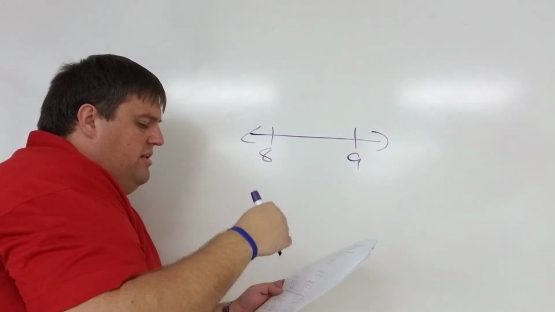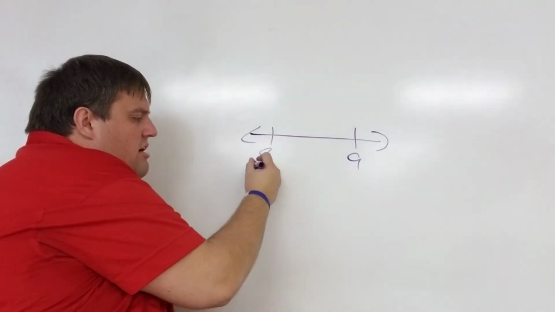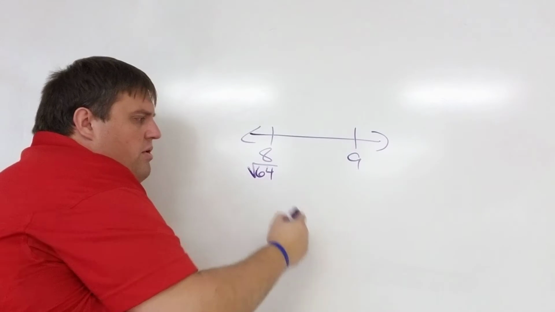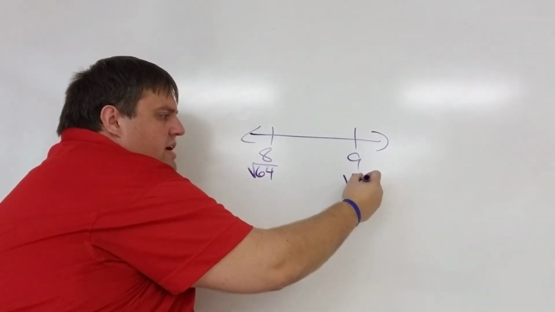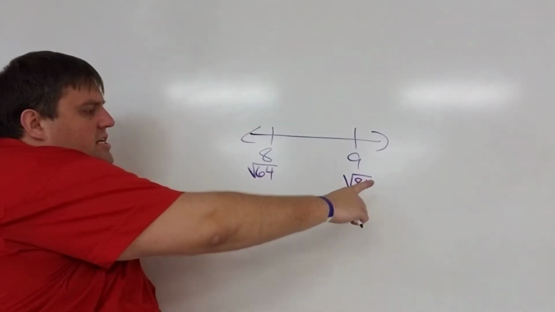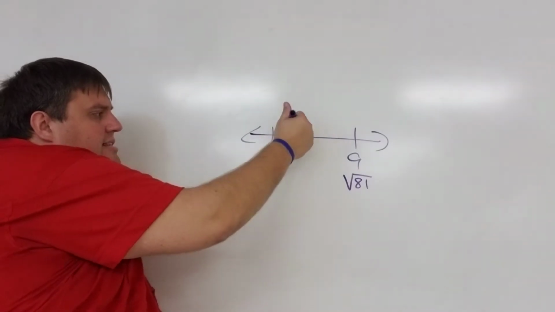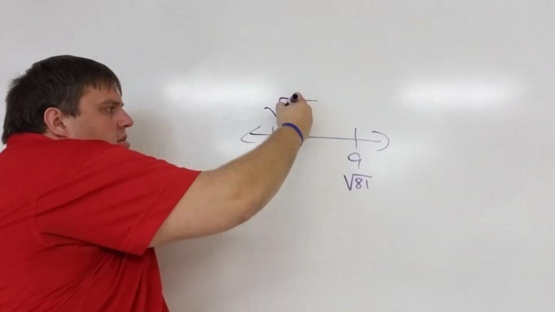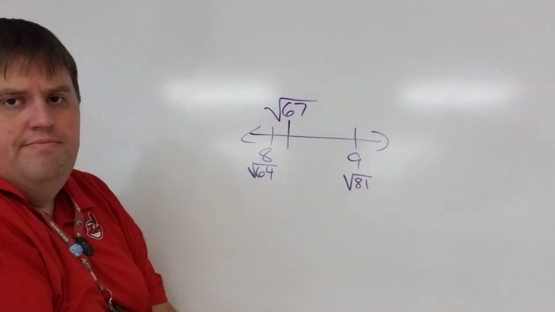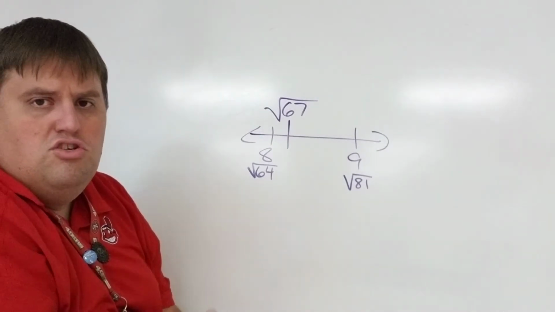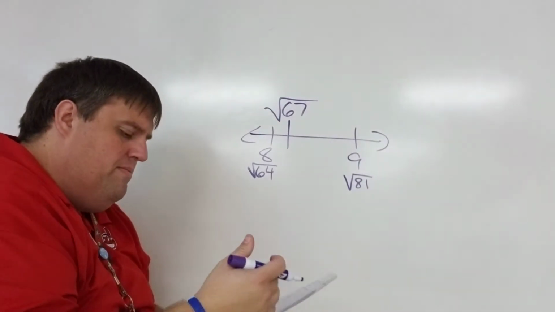Square root of 67, we know 8 is actually the square root of 64. 9 is the square root of 81. So the square root of 67 would be closer to 8. Somewhere like there, right? Just use your perfect squares, say what it'd be in between.